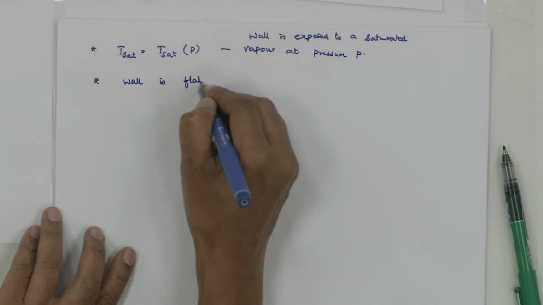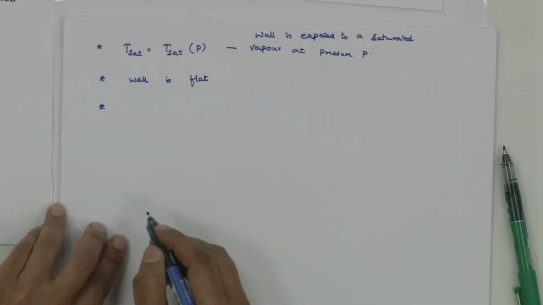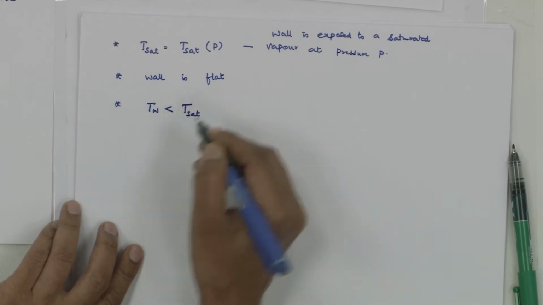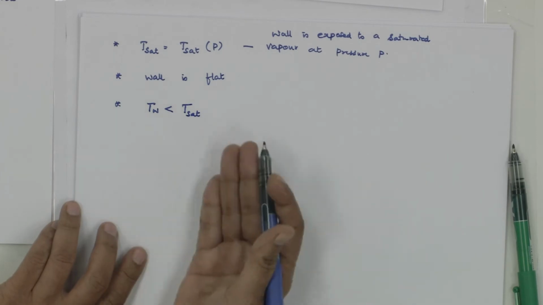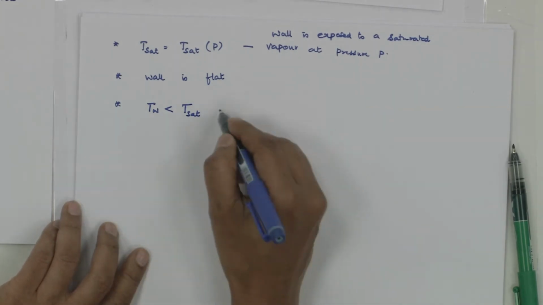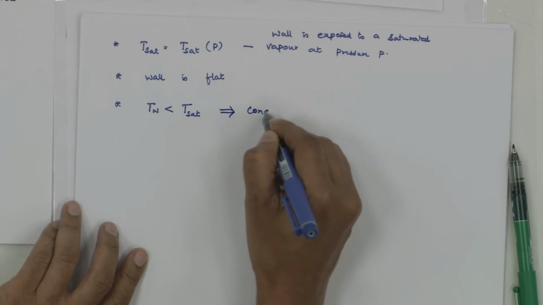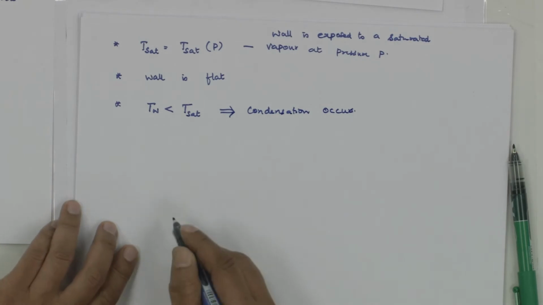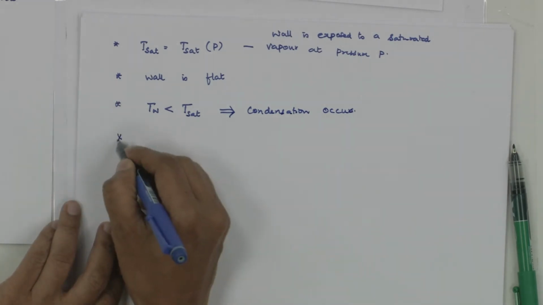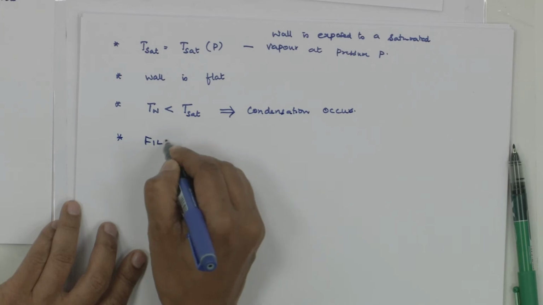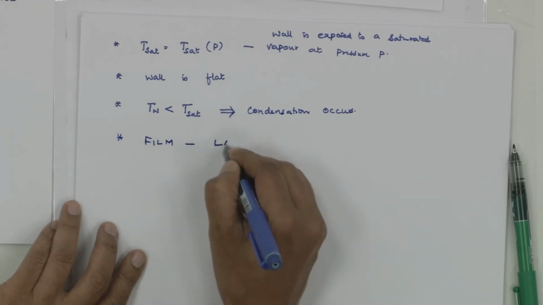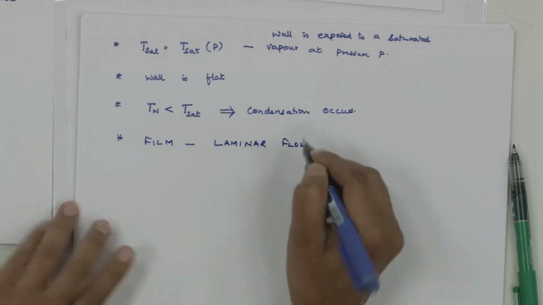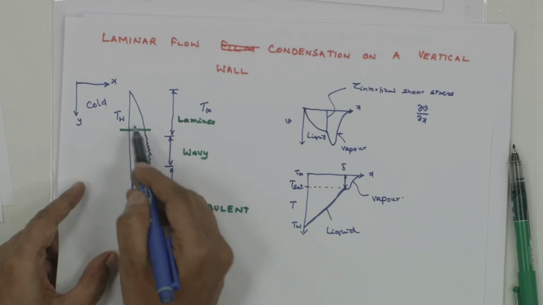I am taking a flat wall, and the wall temperature is maintained lower than Tsat. If I don't do this, condensation cannot happen. This is the essential condition for condensation to happen. This implies condensation occurs, and a thin film is formed, and I am assuming that the film is going to yield laminar flow. I am only considering the laminar flow case.